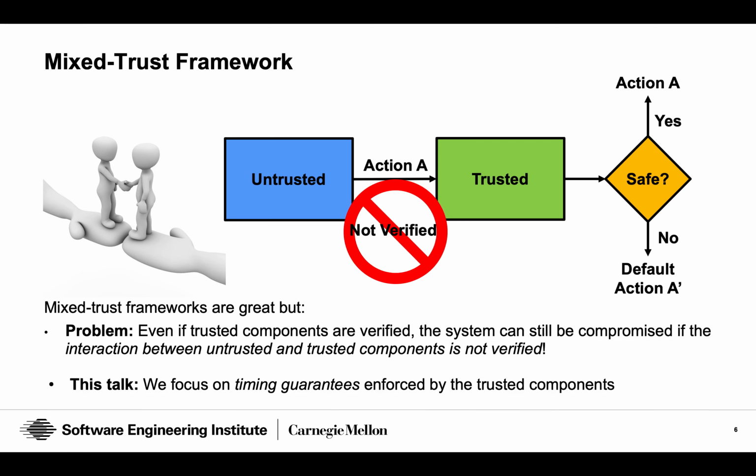Mixed trust frameworks are great since they allow us to combine untrusted and trusted components in a symbiotic way. However, even if the trusted components are verified, the system can still be compromised if the interaction between untrusted and trusted components is not verified itself. In this talk, we will focus on timing guarantees enforced by the trusted components, and we will assume that the action performed by the untrusted component is always safe.